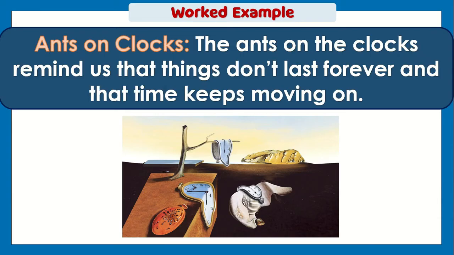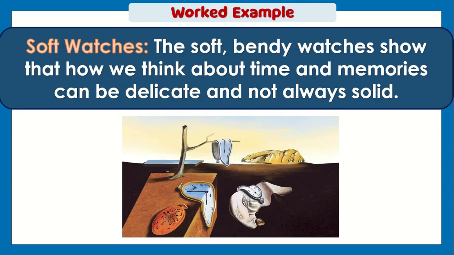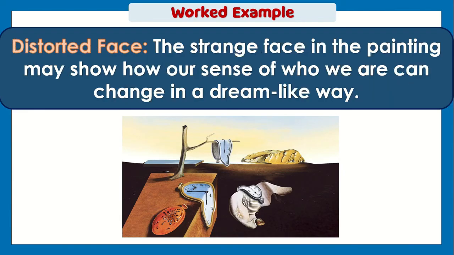Ants on clocks: the ants on the clocks remind us that things don't last forever and that time keeps moving on. Soft watches: the soft, bendy watches show that how we think about time and memories can be delicate and not always solid. Distorted face: this strange face in the painting may show how our sense of who we are can change in a dreamlike way.